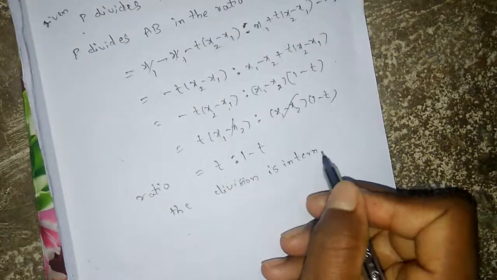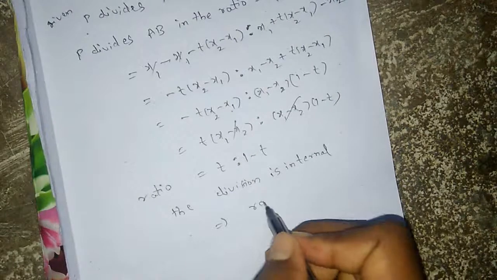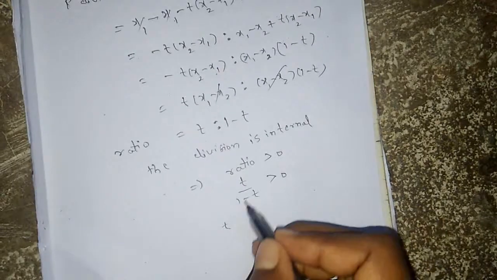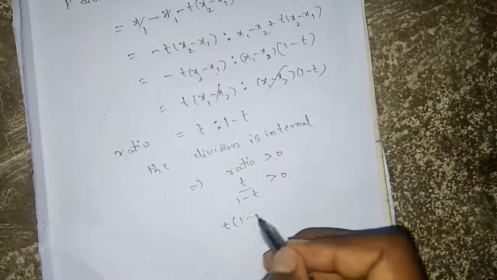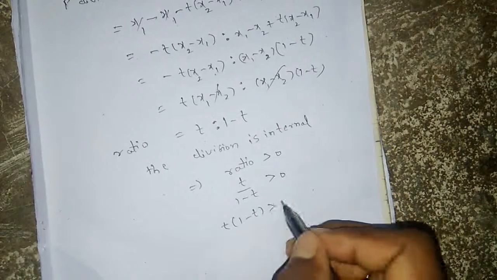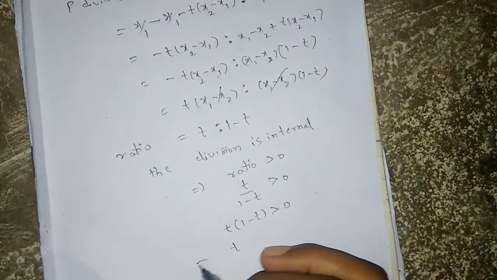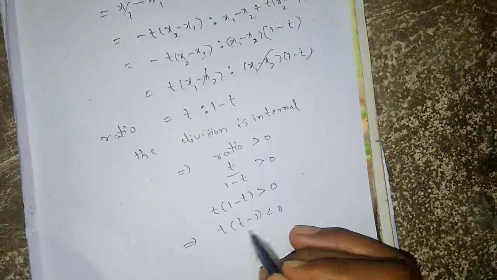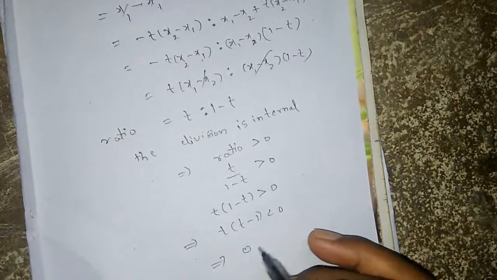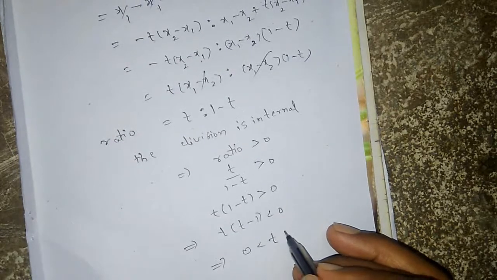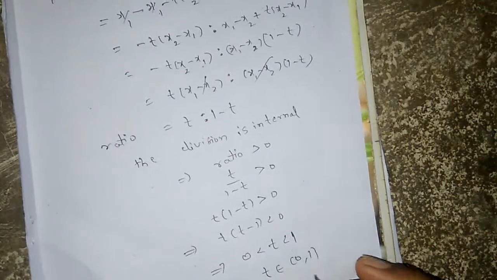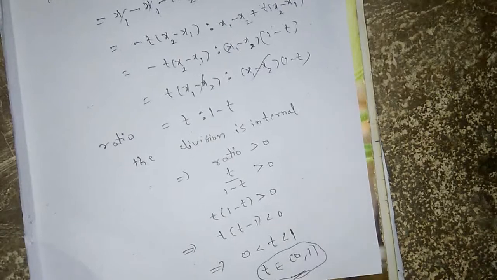The division is internal implies the ratio must be positive, that is t/(1 - t) > 0, implies the division must be positive, means their multiplication must also be positive. t(1 - t) > 0 implies t(t - 1) < 0. Less than 0 means it lies between the roots. Here roots are 0, 1, implies t lies between 0 and 1, that is t belongs to (0, 1), the interval.